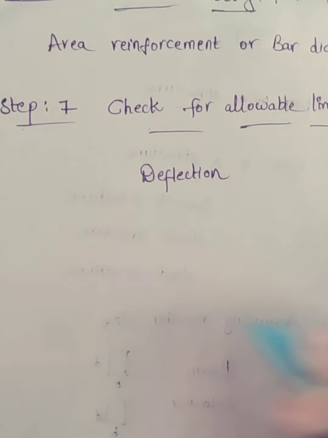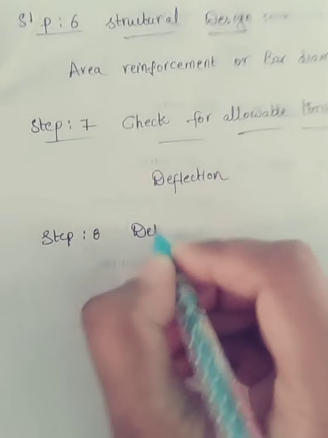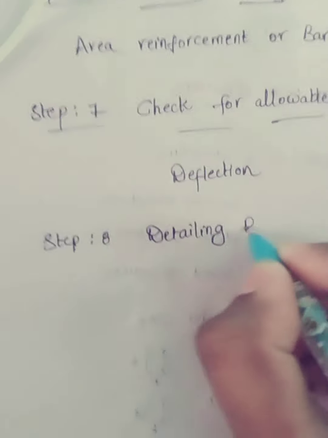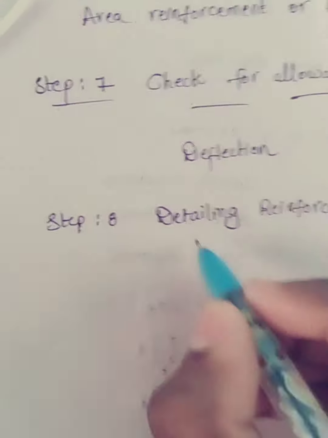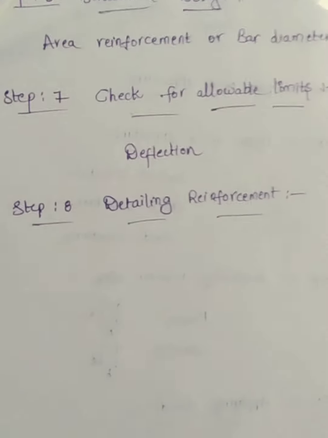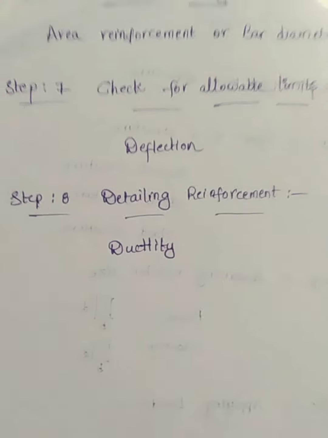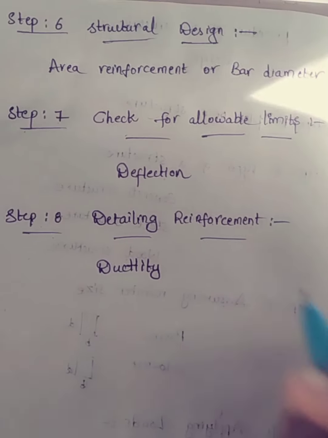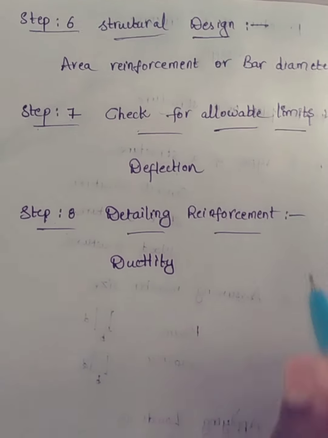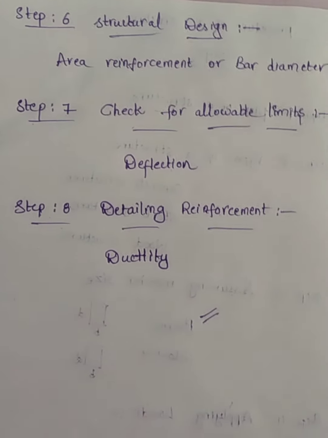After this, the last step is detailing reinforcement. This step is mainly for ductility. If we provide good reinforcement in beam or column, we can increase the ductility of a structure.